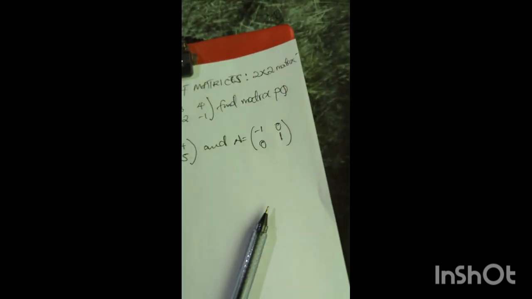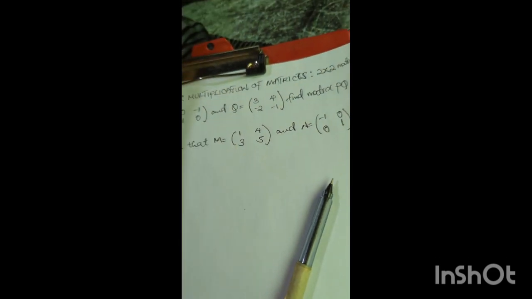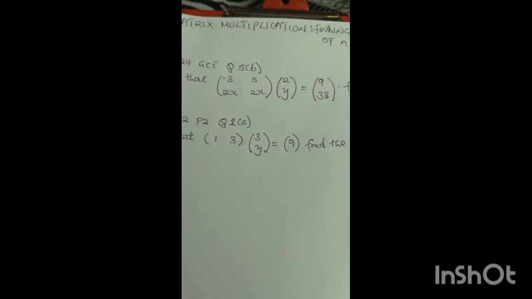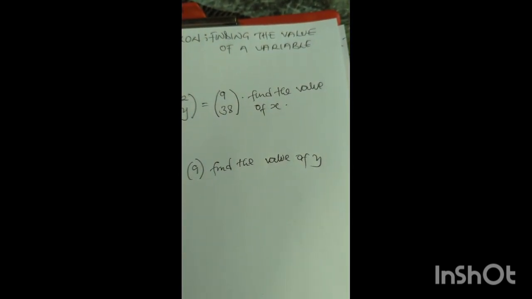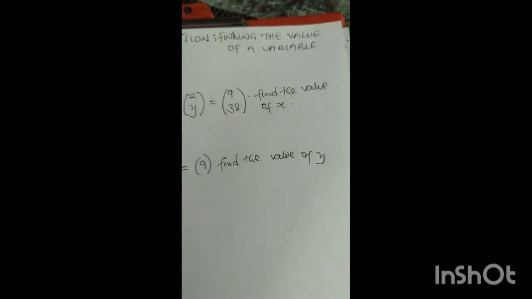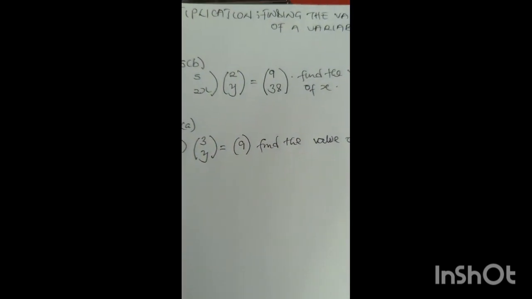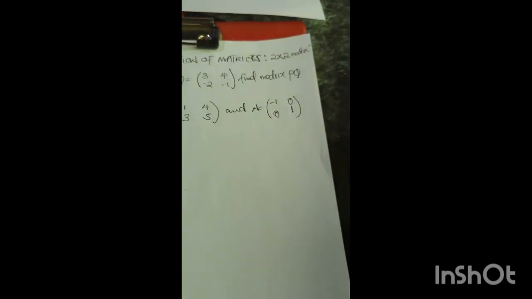The first part is 2 by 2 multiplication, and in the second part we're going to cover matrix multiplication but finding the value of a variable, and the variable is any letter from the alphabet in mathematics. In mathematics, we don't call x and y letters, we say variable x. So let's start with 2 by 2 matrix multiplication first.